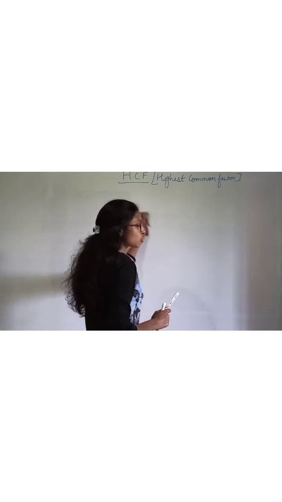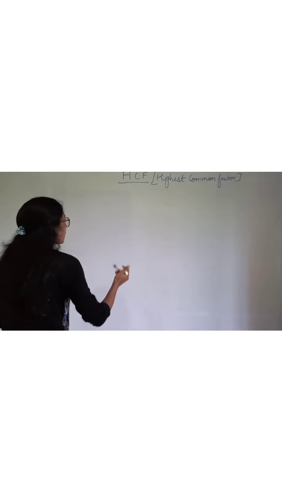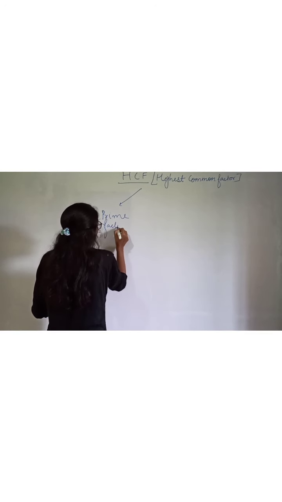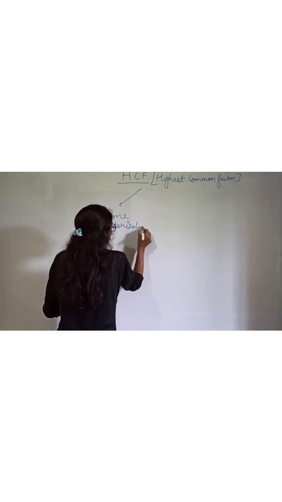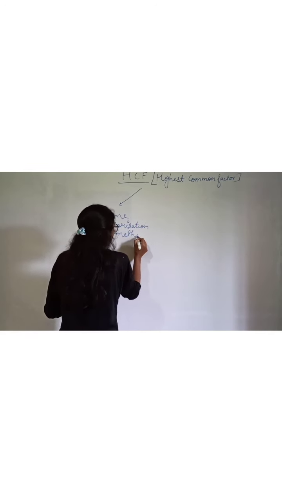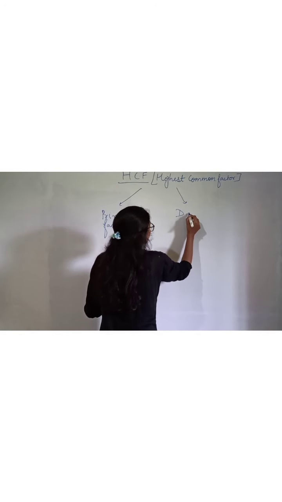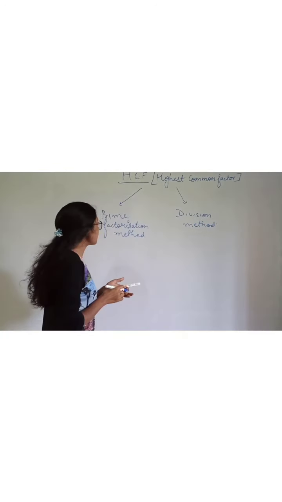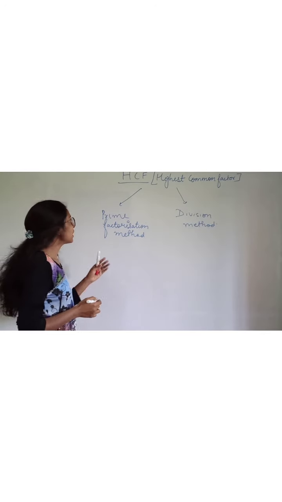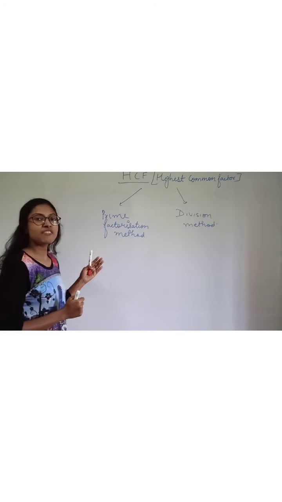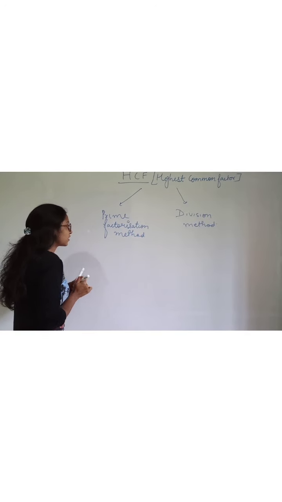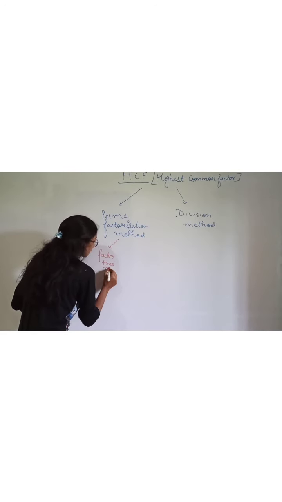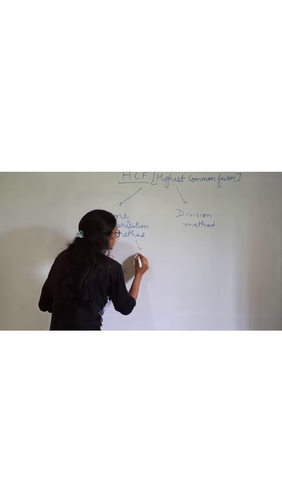So in order to find out the highest common factor, we can apply two methods, that is the prime factorization method and the other one is the division method. In the previous video we learned about the prime factorization method, how we can find out the factors using it. This could be done in two ways, that is the factor tree method and the other one was the division method.